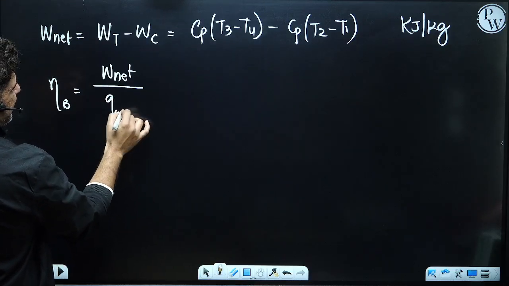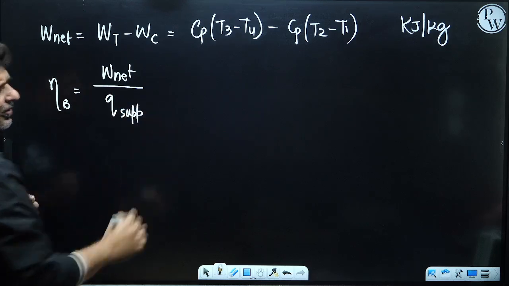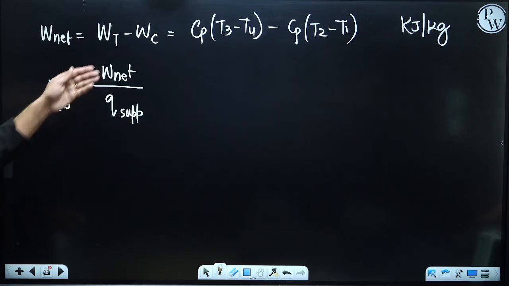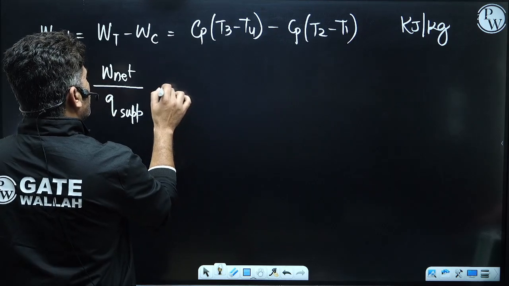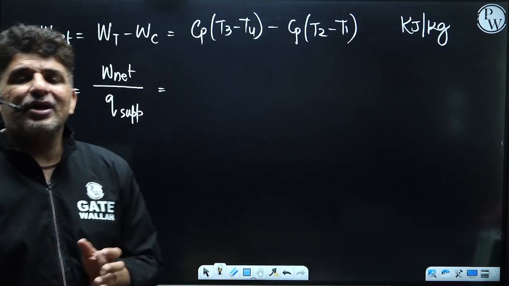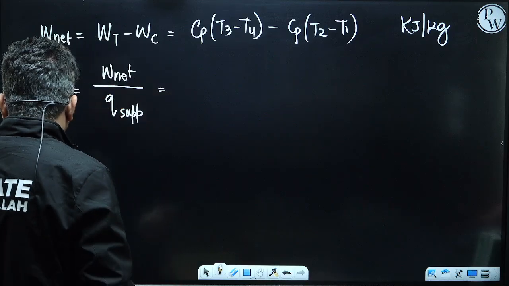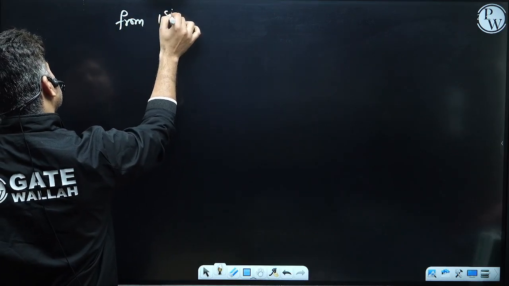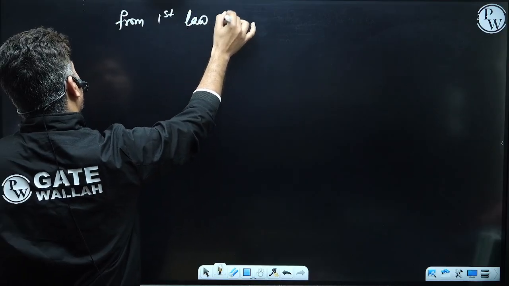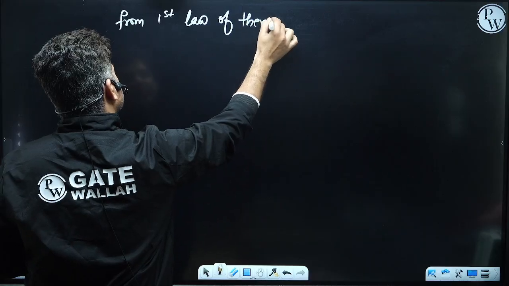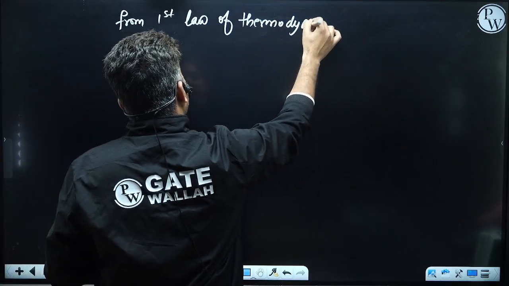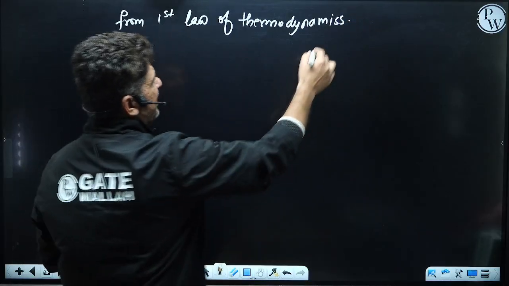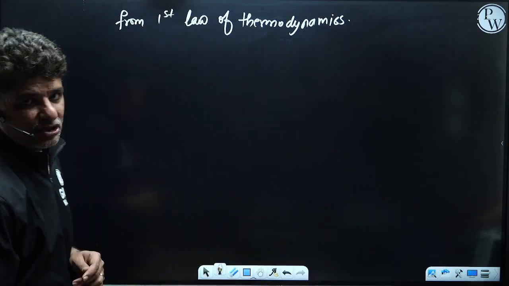W net divided by heat supply. Can we write it like this? Okay. And you see, W net divided by heat supply can also be written as, so for a cycle, we know from the first law of thermodynamics. What does the first law of thermodynamics say? I hope everybody must have studied the first law of thermodynamics.